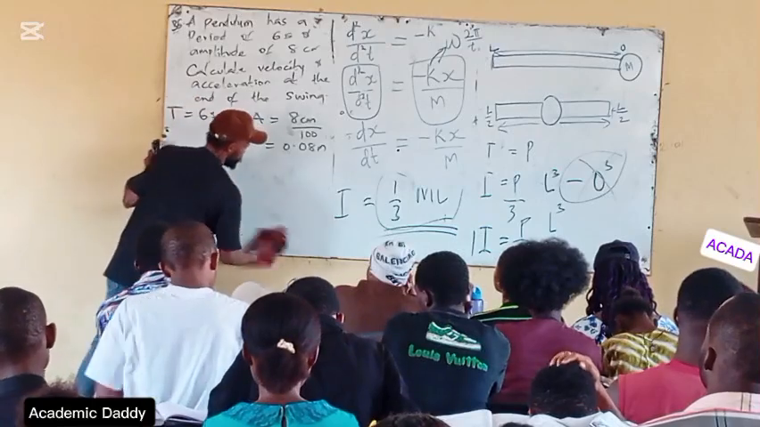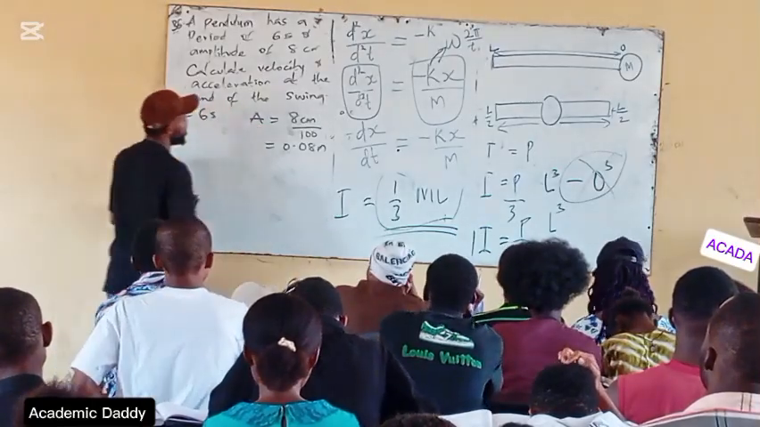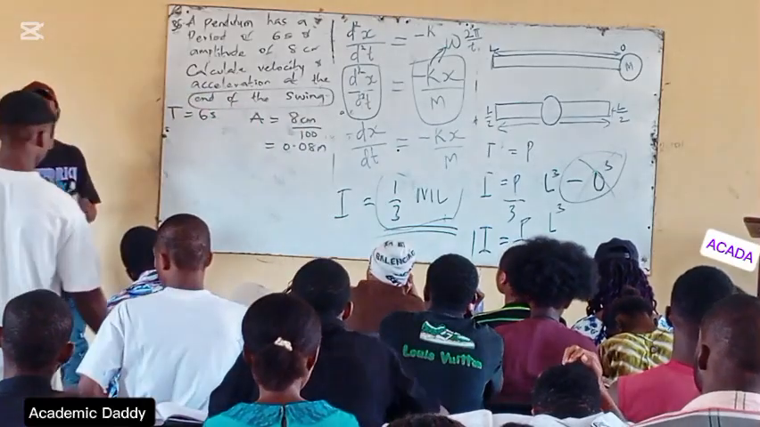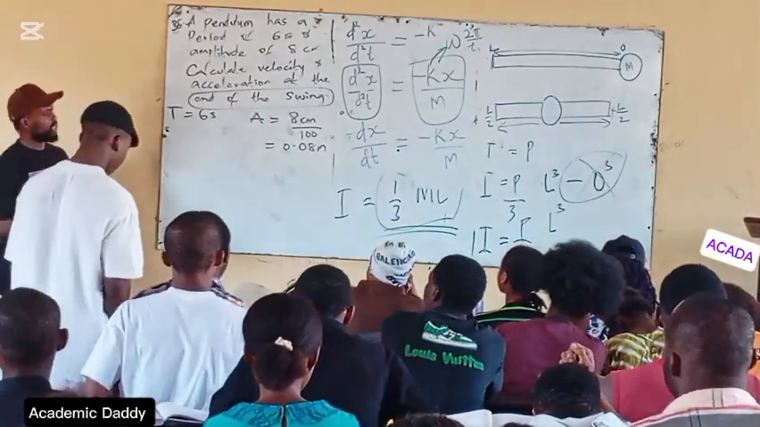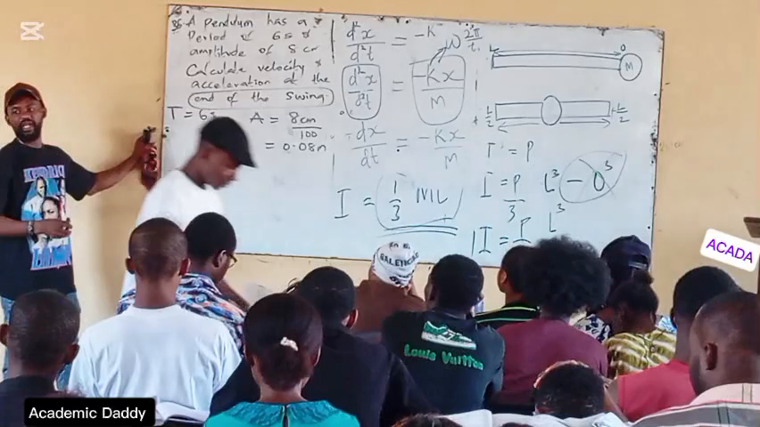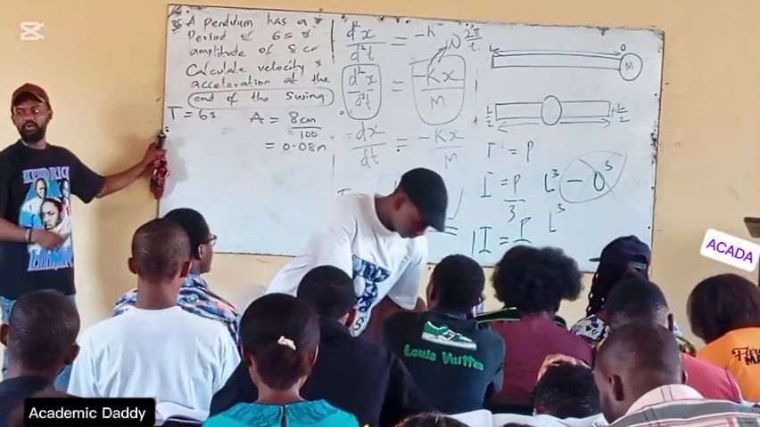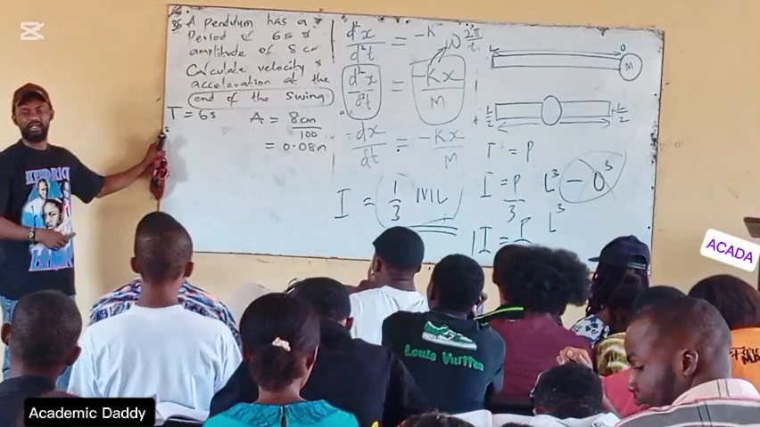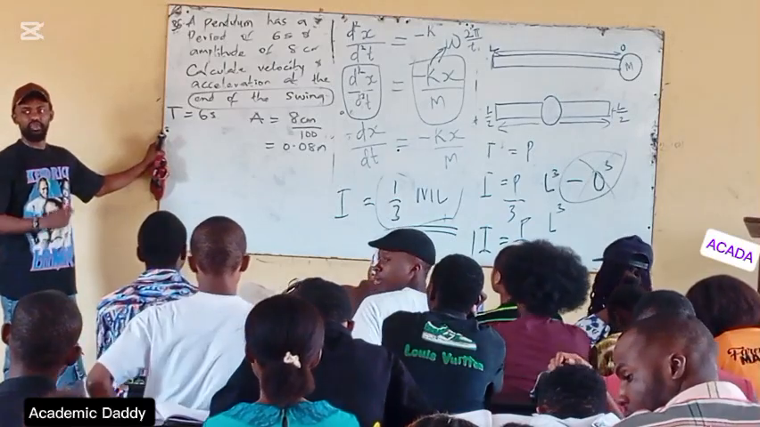Let's check something. Notice that the key thing here is at the end of the swing. This is the key point here. There can be a question where they ask us at the point of equilibrium, or they can ask us at the 2 centimeter mark. So that is the key point.